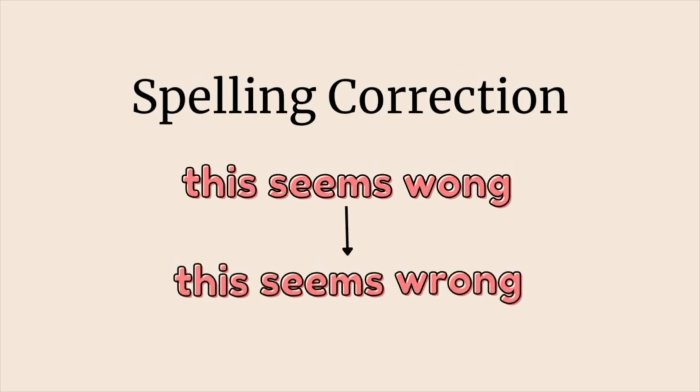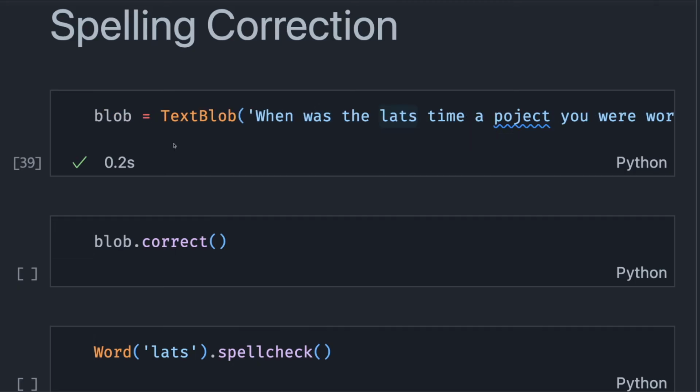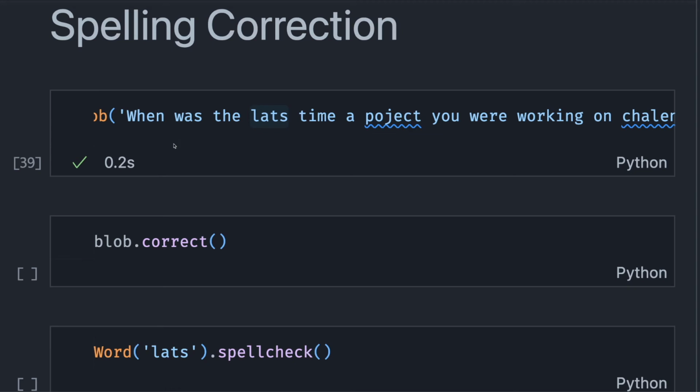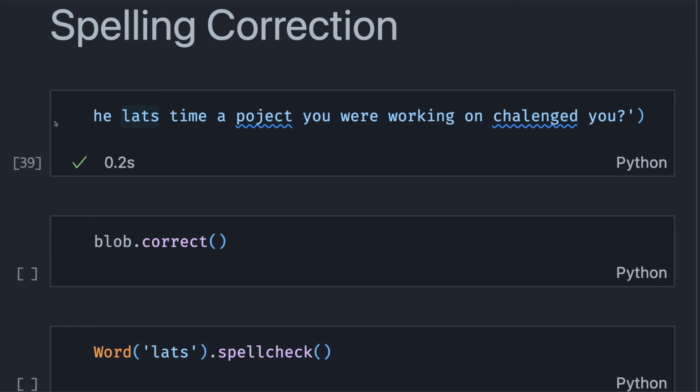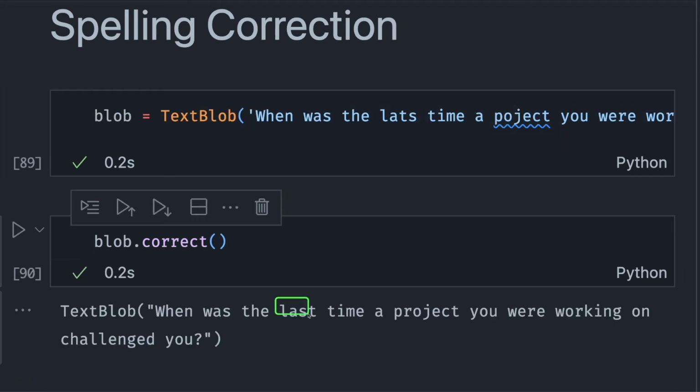If you are processing text from a source that is likely to have spelling mistakes, such as Twitter, it is important to correct the spelling mistakes in the text before doing further processing. TextBlob allows you to do exactly that easily and accurately. Here I have a sentence that has spelling mistakes, such as last, project, and challenge. Now, let's run blob.correct() and see how the output looks. Cool, we can see that the words last, project, and challenge are fixed.